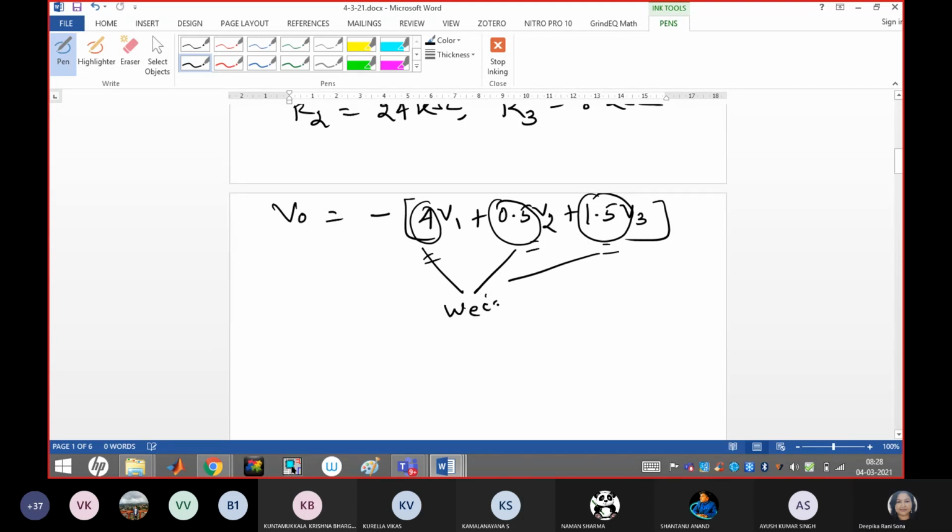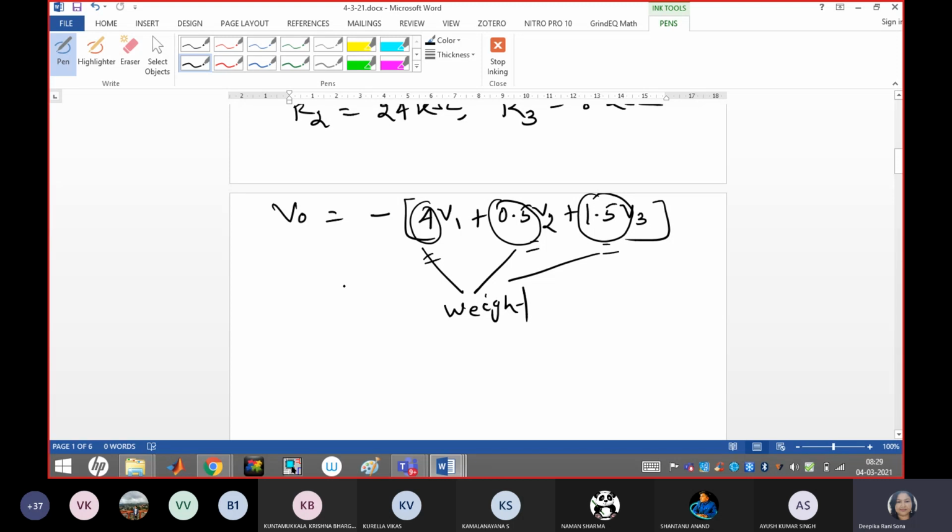Got the concept of the scaling amplifier? Then next we will come to the averaging amplifier. In the same concept we may go, guys. In the averaging amplifier, the same equation, the same circuit we may follow.